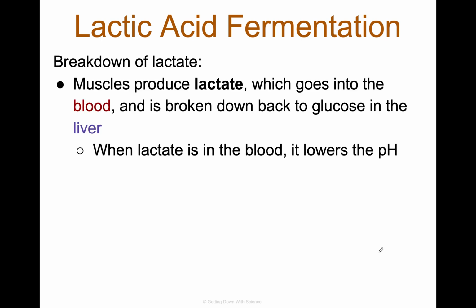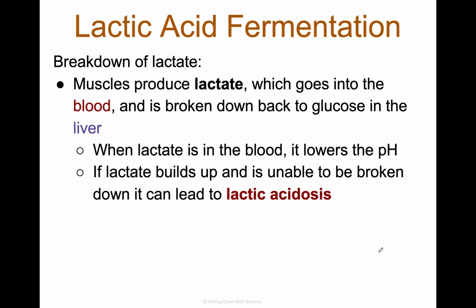Muscles will produce lactate, which goes into the blood. We were just talking about this. It's broken down back into glucose with the liver. When lactate's in the blood, it lowers the pH. So again, you're literally turning your blood into acid. If lactate builds up and is unable to be broken down, we call this lactic acidosis. Acidosis, you'll learn this if you take biomed with me next year. Acidosis is excessively low blood pH.